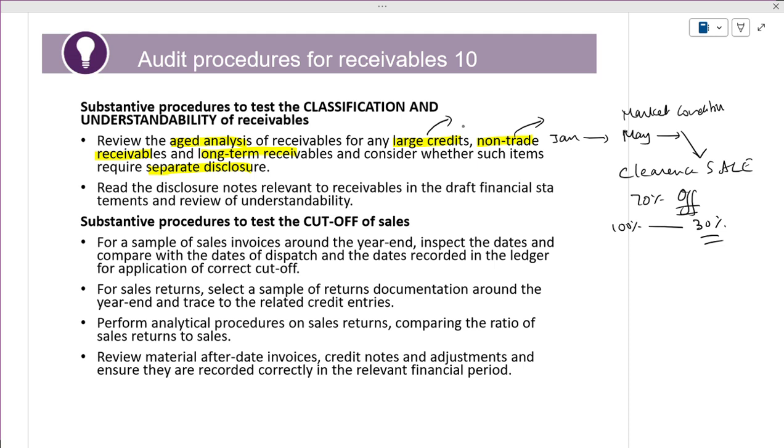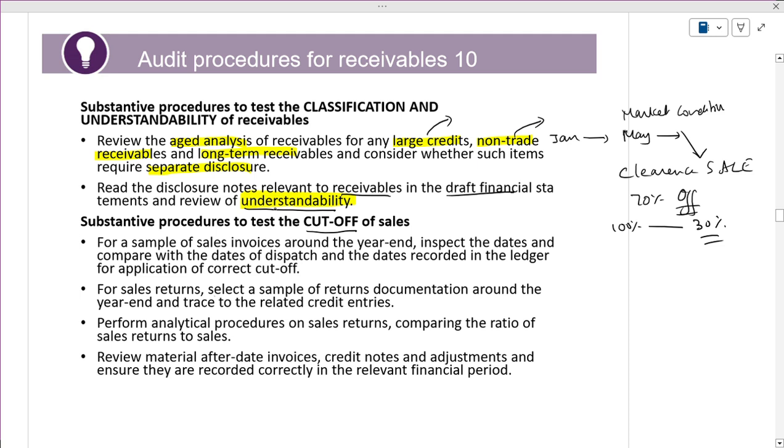That's the best. And automatically your payable should not increase to the other party. At a minimum you have to be within the margin. Read the disclosure notes relevant to receivables in the financial statements and understand how it is going to be worked out. All through the time they are focusing on this. Fine. This is with respect to classification. The next one we are talking about is the cutoff date.